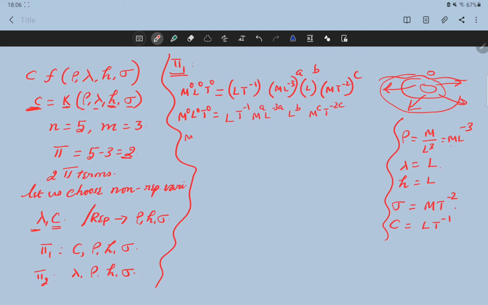So let us just look at the m terms here. What are the m terms all about? 0 equals just the power. I'm just equating the powers of the m term. M power is 0 here, equals, over here the power is a and c, a plus c. This is what I'm getting.